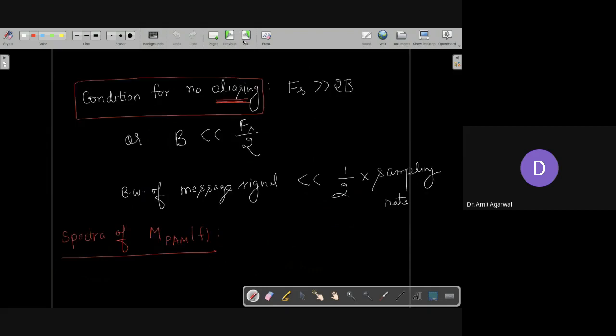Then I will just quickly go over it. So the condition for no aliasing is that Fs is greater than or equal to 2B.